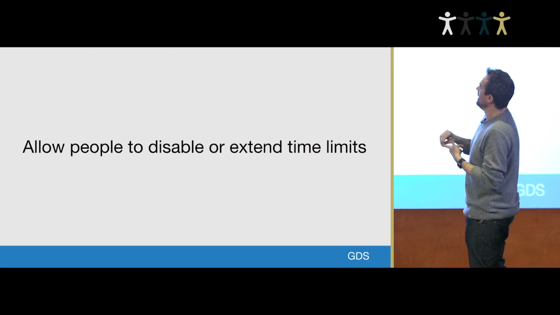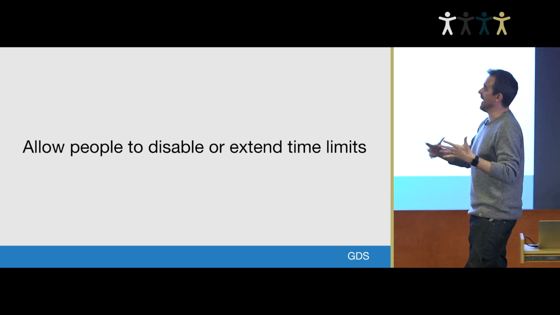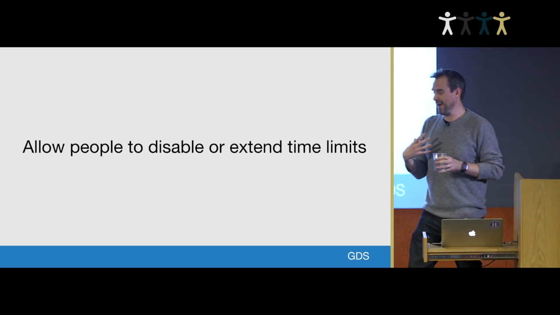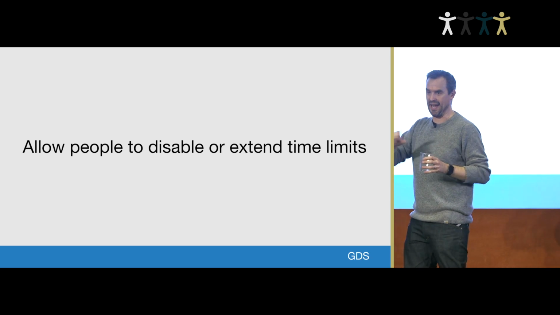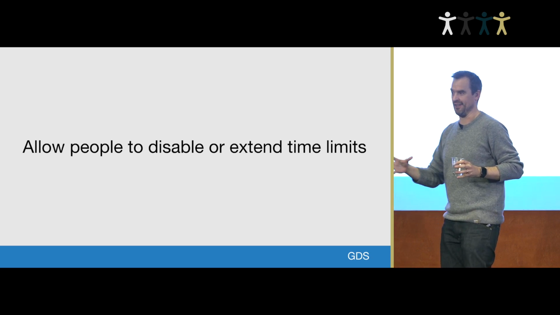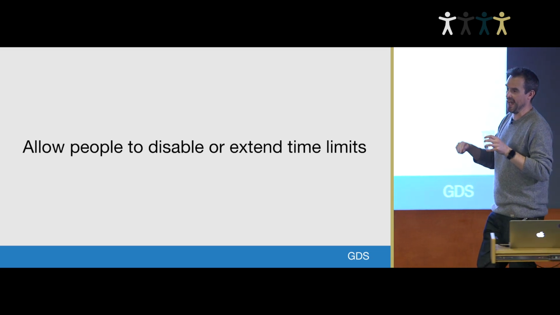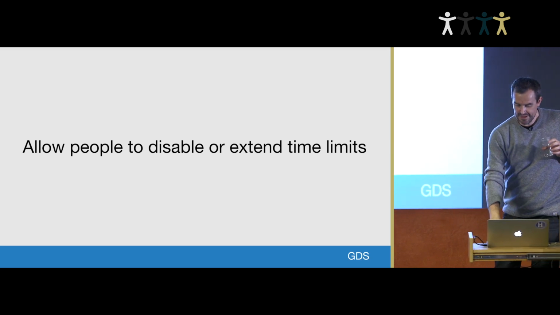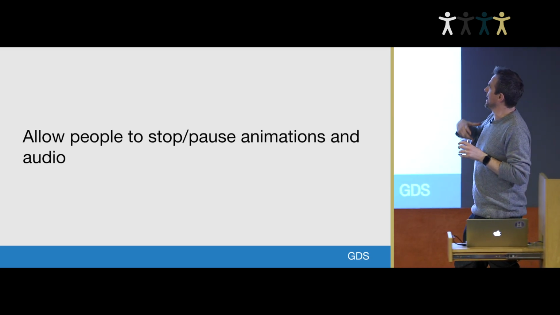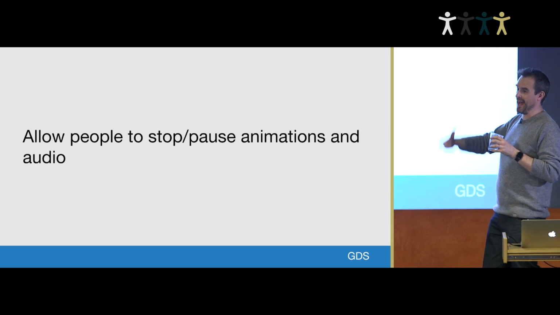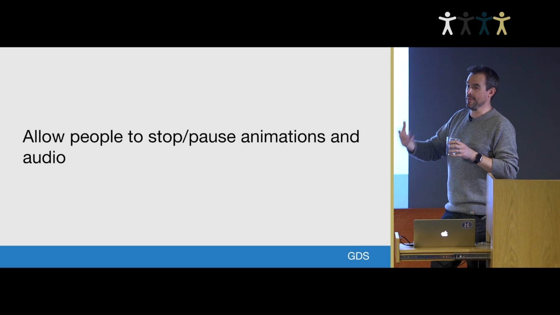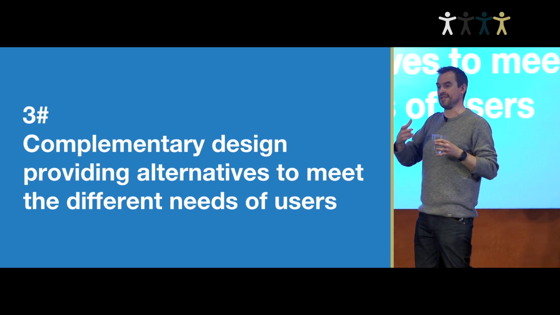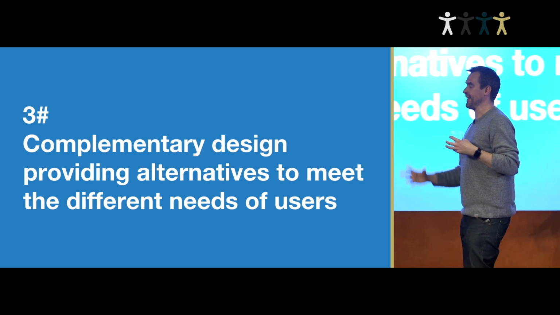There's also things like if you have a time limit, allowing people to disable or to extend that time limit. One of my bugbears is when you get to a website and you see a carousel and the carousel moves so quickly that nobody has a chance of reading that. If you're not letting people stop or pause that, you are excluding quite a few people. Also things like if you've got animations or if you've got audio that auto plays, you should allow people to stop or pause that. I could go on. That's not everything, but they're the main things to be thinking about.